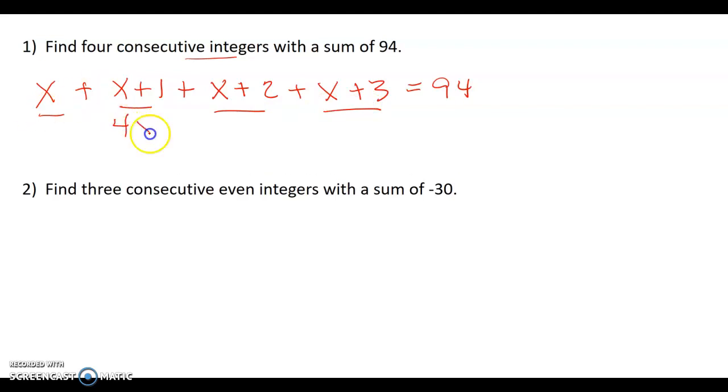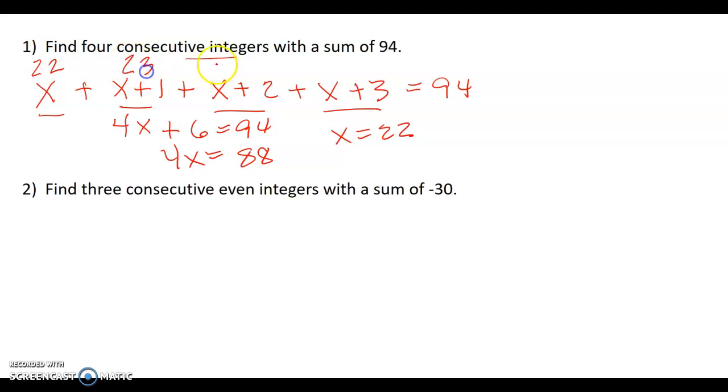So I have 4x plus 6 is equal to 94, 4x is equal to 88, so x is equal to 22. So we're going to have 22, plus 1 is 23, plus 2 is 24, plus 3 is 25.